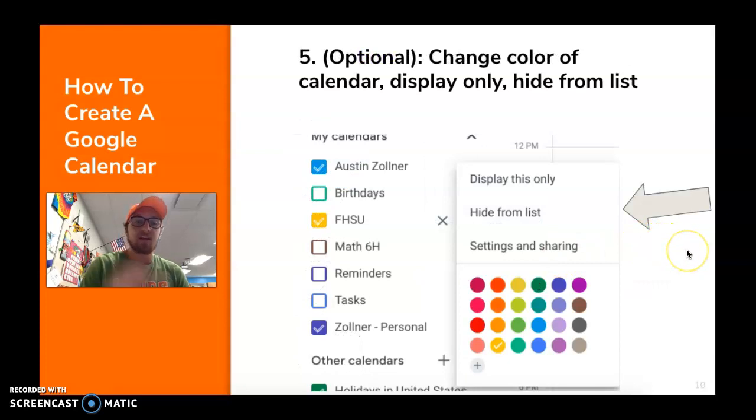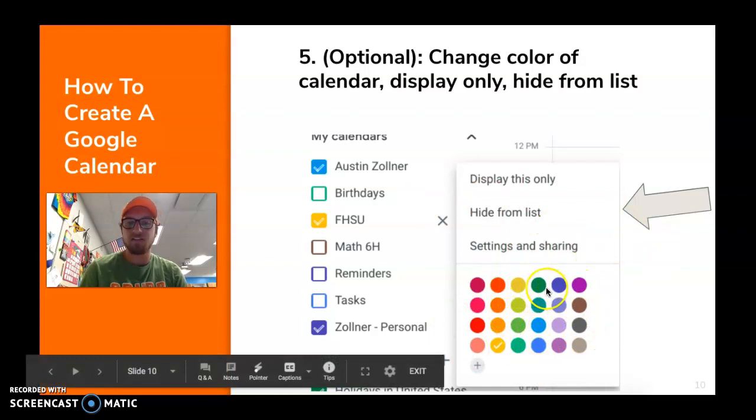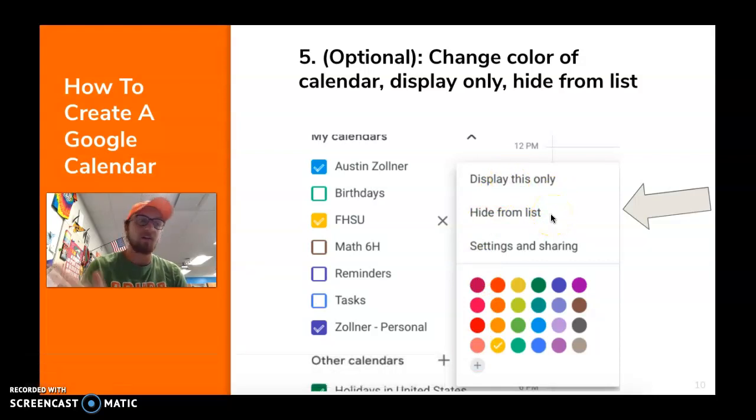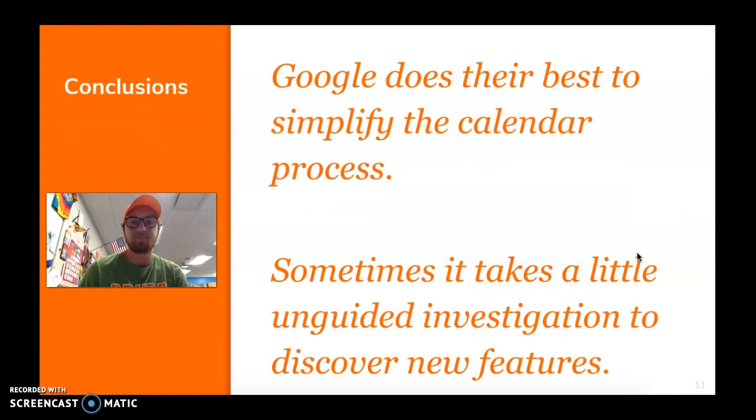And then once the calendar is created, so I did one for Fort Hays State University, when you click on the 3 dots to the right of the calendar, you'll have a couple options. You can change the color very easily or add a different one. You can also choose to display only this calendar. You can hide it from the list if you created a calendar that you no longer use. And then you can jump back to the settings and sharing as well. You can share these calendars with other people so they can see it on their Google Calendar as well.